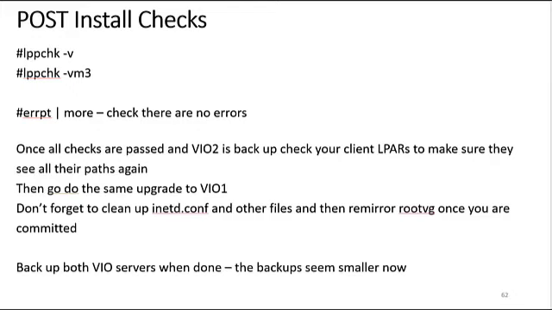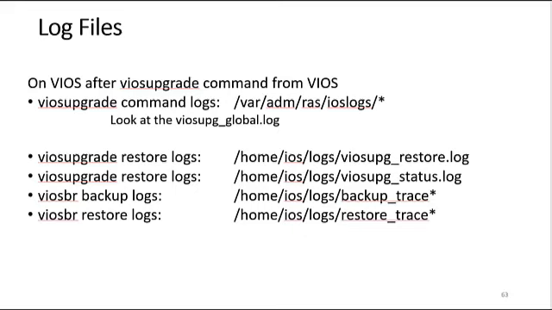When I'm done, if I'm on internal disk and I'm happy, then I will remirror my root VG. And obviously you take a backup of both VIO servers when you're done, and those backups are now smaller. I really noticed it when I was doing my NIM backups. If you have problems, there's a number of log files, and that's what I'm pointing to here, the places you can go to find your logs.